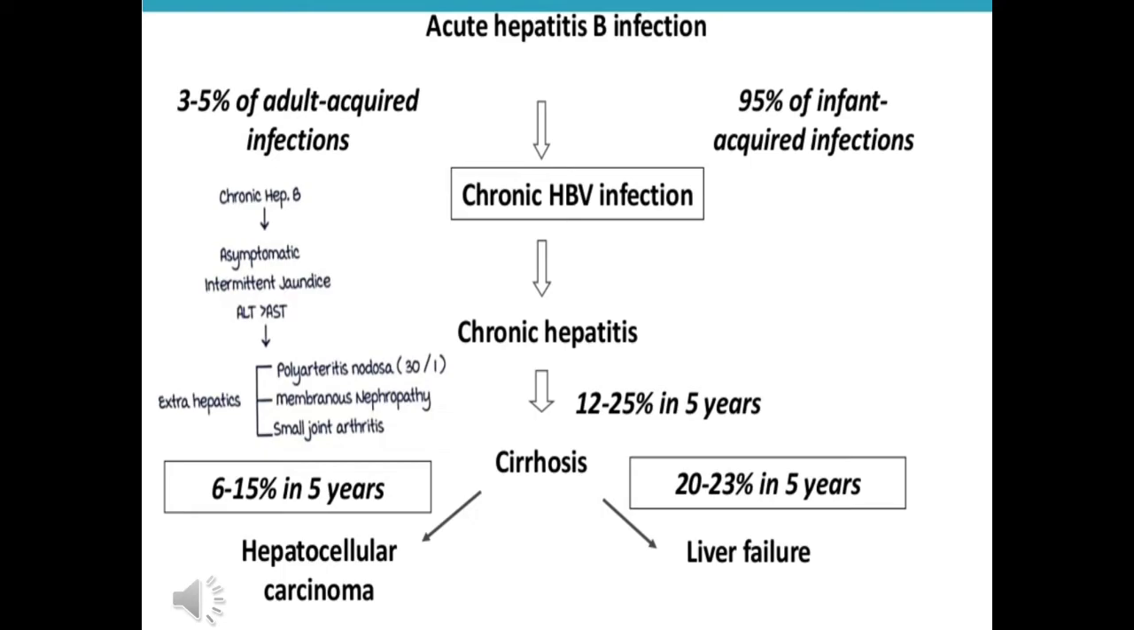Chronic hepatitis in 12 to 25% in 5 years could undergo liver cirrhosis, and liver cirrhosis in about 6 to 15% in 5 years could cause hepatocellular carcinoma, and in 20 to 23% in 5 years could cause liver failure.